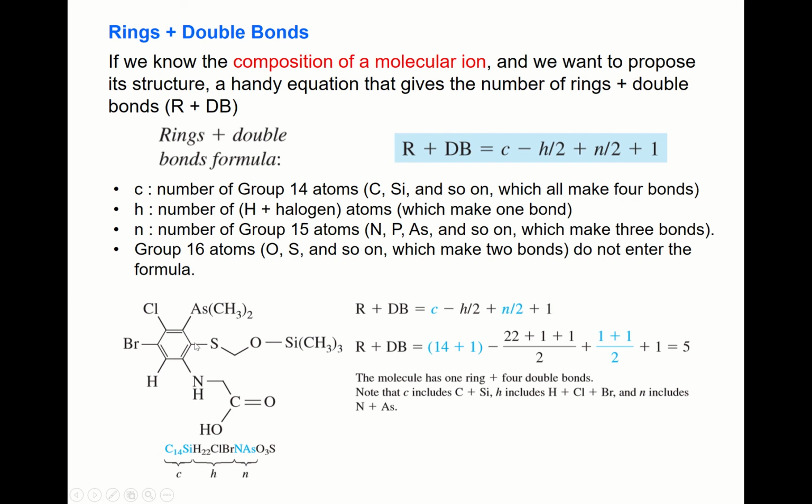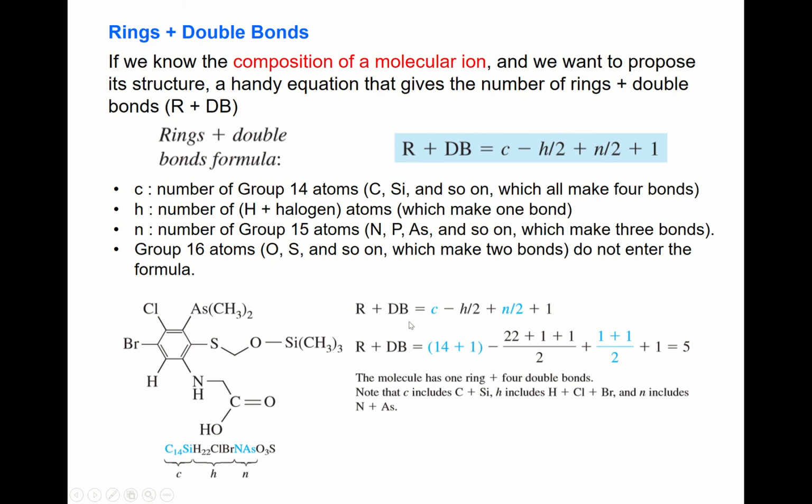This is quite a complicated molecule, and let's apply this rings plus double bonds formula. How many rings here? One ring. How many double bonds? 1, 2, 3, and 4. Is that all? No, there is one ring and double bonds 1, 2, 3, 4, and the total is 5.